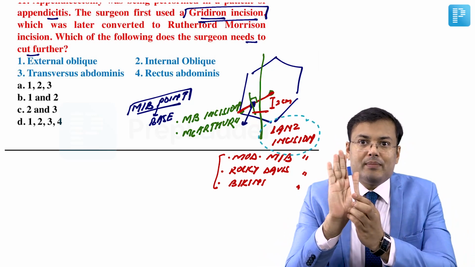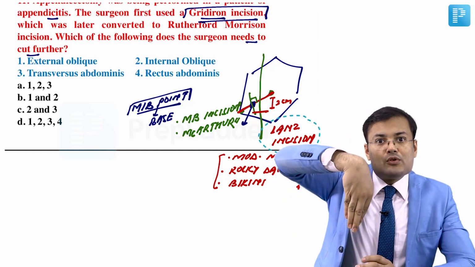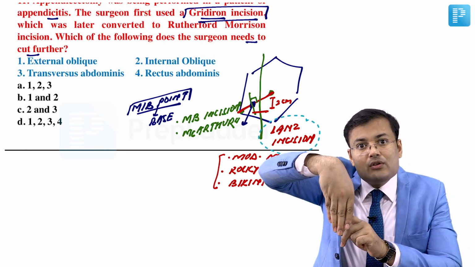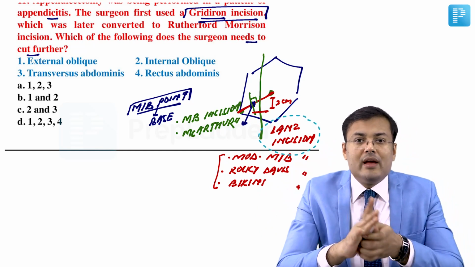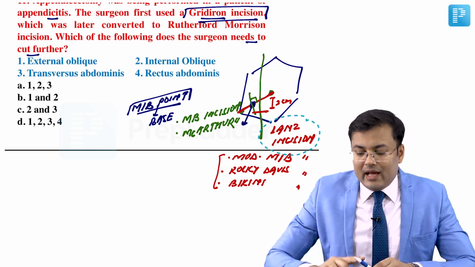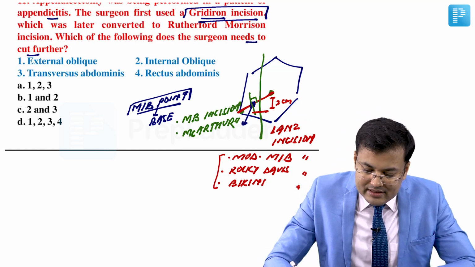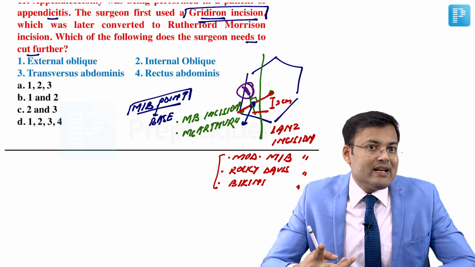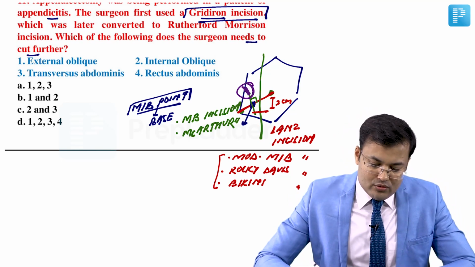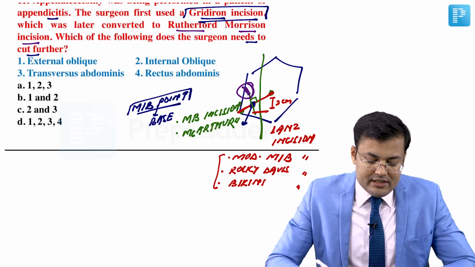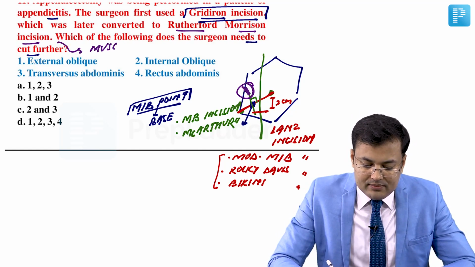Now imagine a situation. This is the cecum and this is the appendix. The appendix is behind the cecum. So what kind of appendicitis? This is retrocecal. Sometimes it is difficult to localize the appendix when it is retrocecal. In this case, I have to divide the conjoint tendon, cut the external oblique, and extend the incision upwards and laterally. So when you extend the incision upwards and laterally, cutting conjoint tendon and external oblique, this is known as what? Rutherford-Morrison incision.